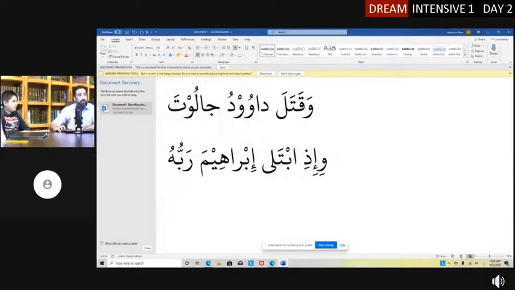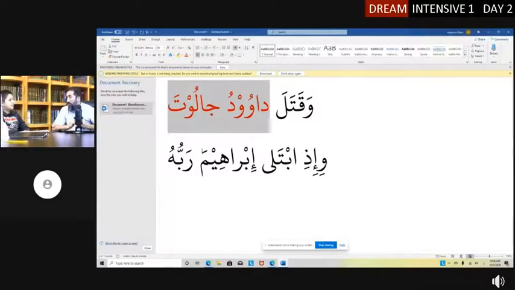Now, I'll translate this for you. I don't want you to know the translation of the whole ayah. I just want you to focus on two words: Dawood and Jalut. Dawood is a prophet, alayhi salam, and he was a warrior. He fought for the sake of Allah, and he rescued his people from a tyrant general and a great warrior whose name was Goliath in the Bible, and the Quran calls him Jalut. Now, at the end of the battle, one of them killed the other, and this is the ayah that tells us who killed who.